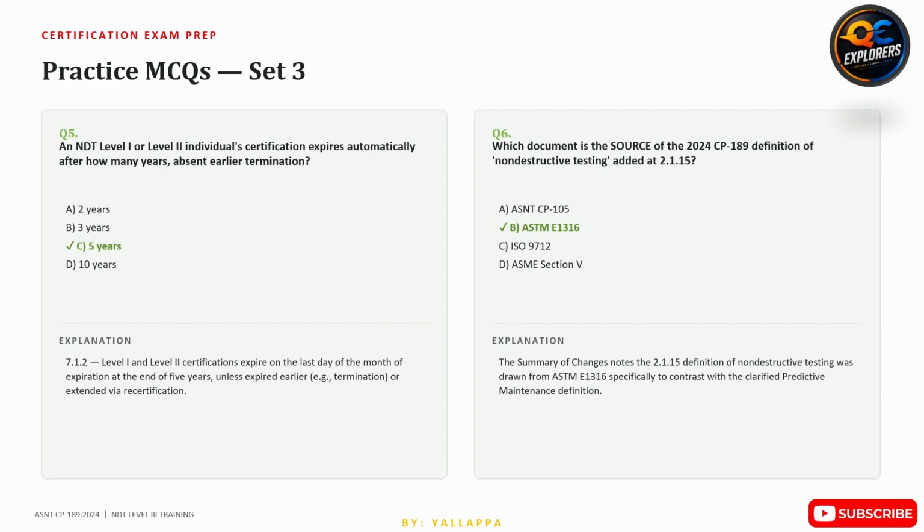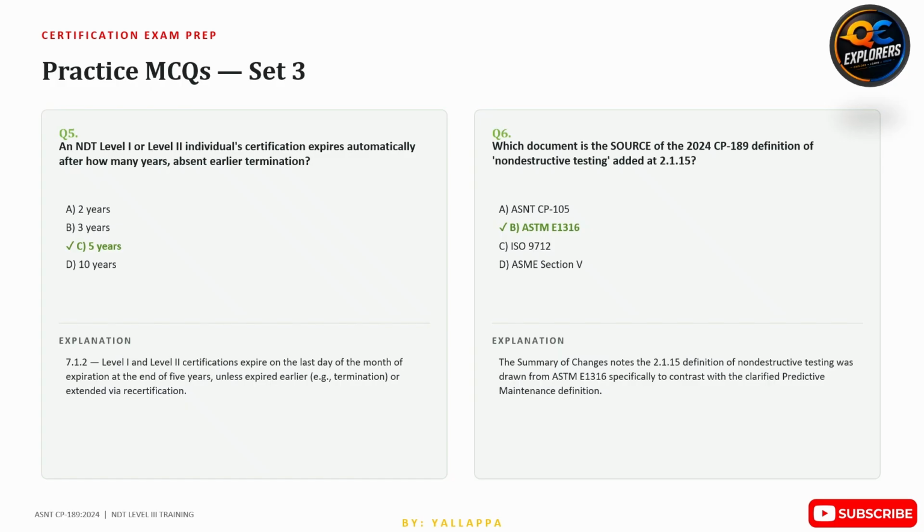For example, if employment is terminated, employer certification generally ends because employer certification is linked to the employer's written certification procedure. Likewise, if recertification requirements are not completed before the expiration date, the certification will expire at the end of the 5-year period. One common examination mistake is confusing the 5-year certification period with the 10-year full re-examination requirement discussed in Section 8. Remember that these are separate requirements.